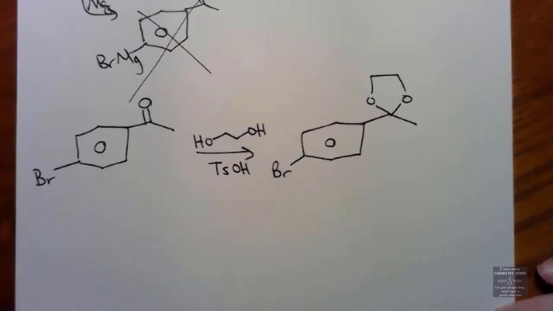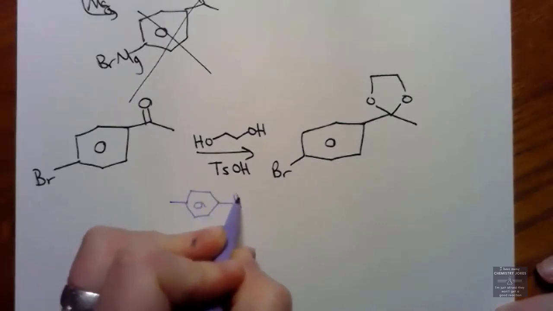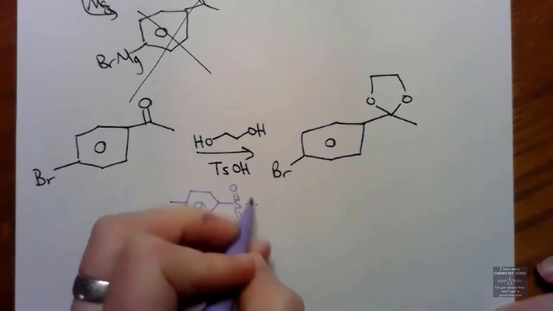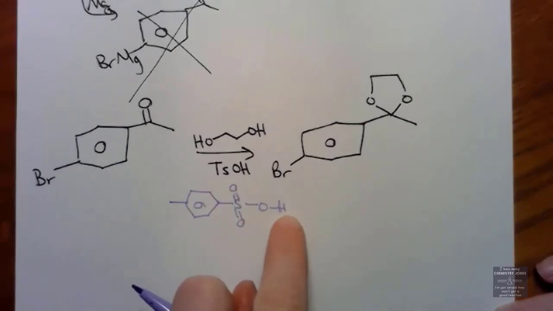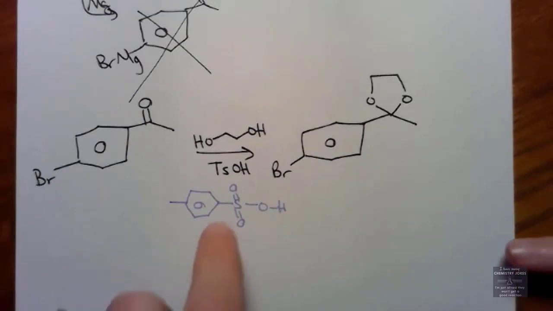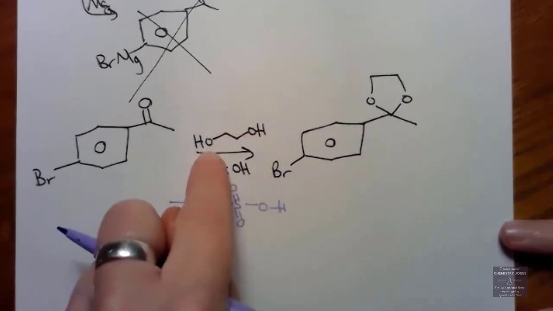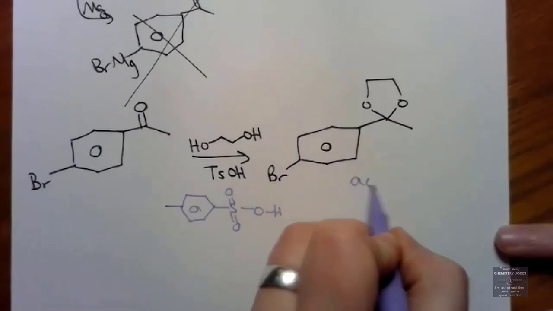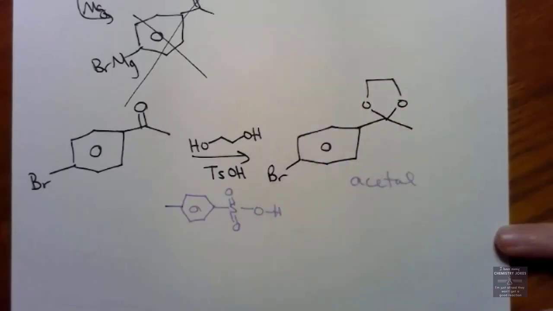TsOH, we've seen TsOH before. This is tosic acid, toluene sulfonic acid, paratoluene sulfonic acid. It's an organic acid. It's like sulfuric acid that you can donate an H, but it's just got this toluene over here instead, so it's soluble in different solvents when sulfuric is only soluble in water. So you can add an acid, and I chose to add a diol so that I could make an acetal that was a cyclic acetal, so that I could show you what a cyclic acetal looks like.